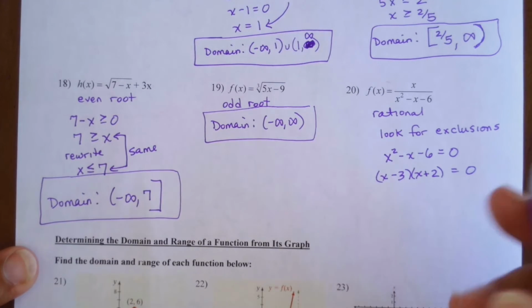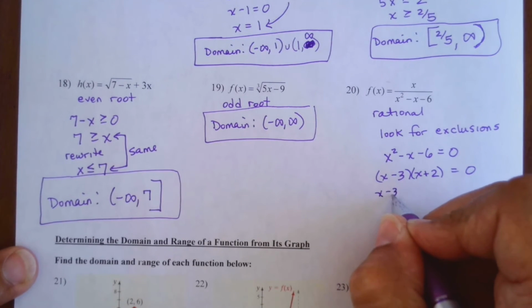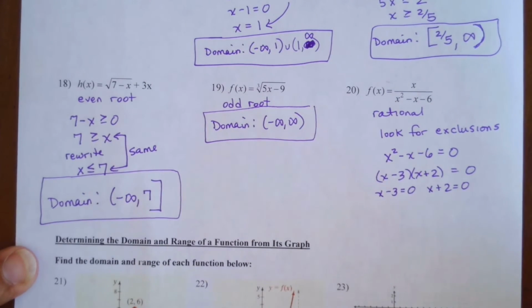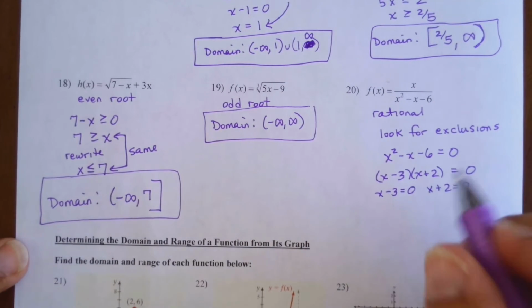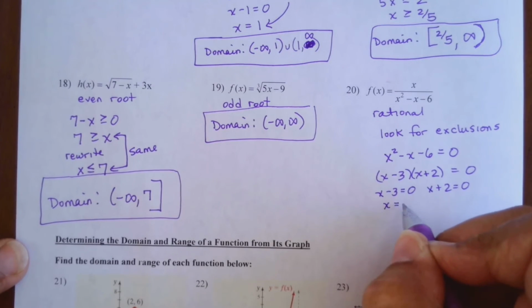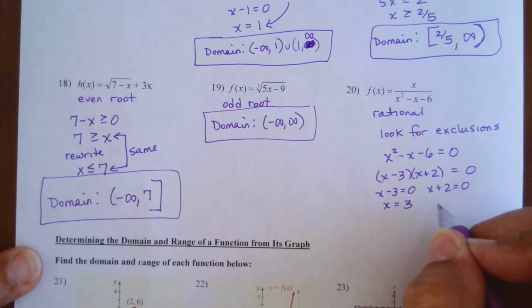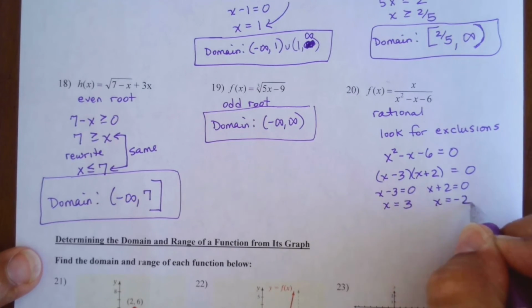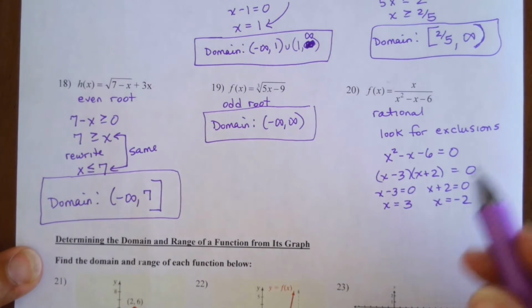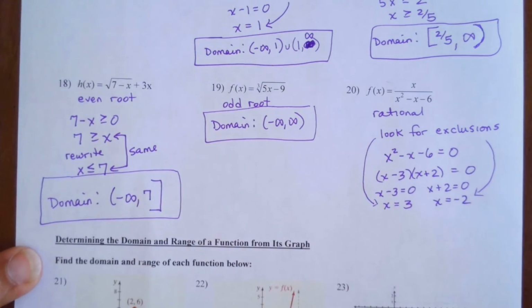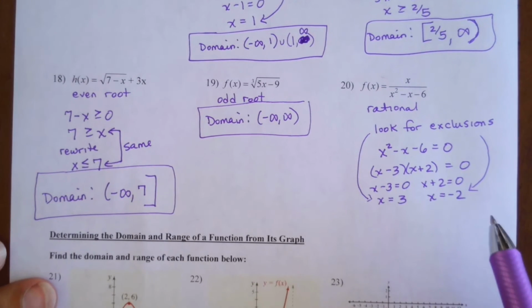And then once you have your factors, you set each factor equal to 0 to get your numbers that you're going to exclude. So if you set x minus 3 equal to 0 and move the 3 over, you get positive 3. If you set x plus 2 equal to 0, you'll get x equals negative 2. So remember, these are the exclusions. So I got to take 3 and negative 2 out of this.